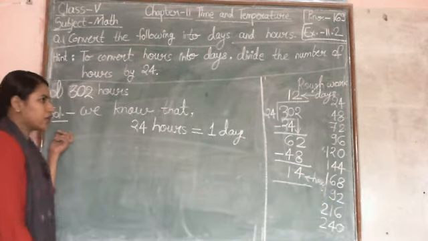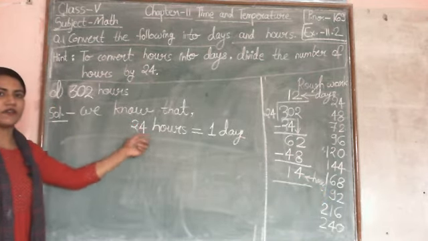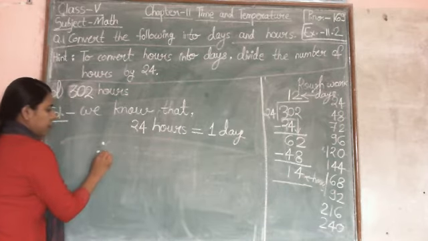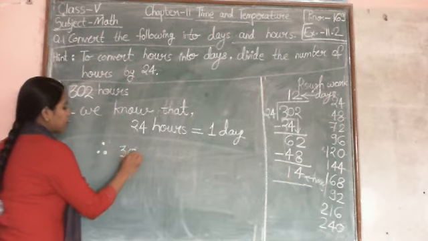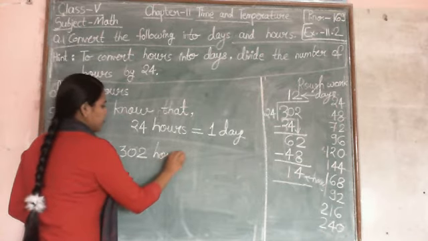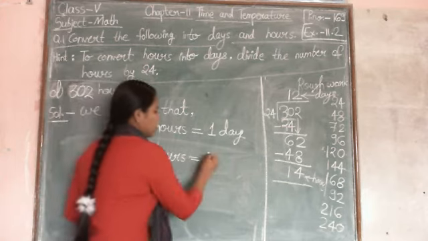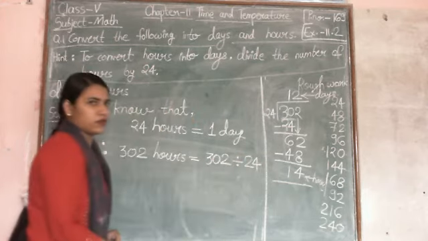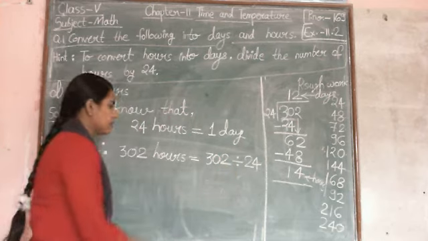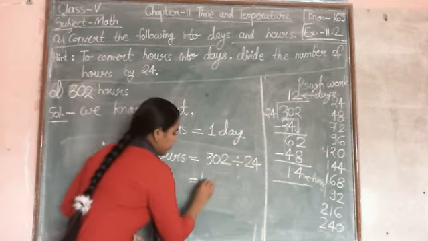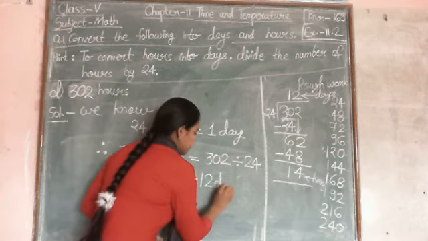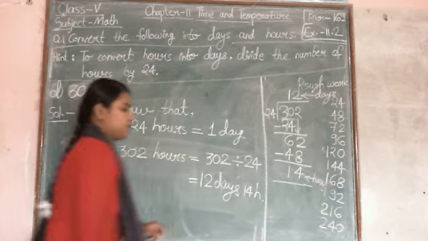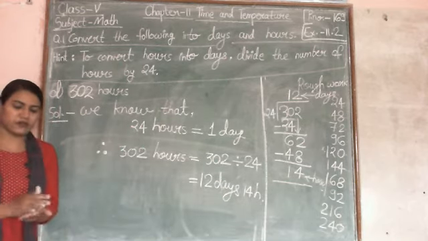In the solution part, what will you write? We know that 24 hours is equal to 1 day. Therefore, 302 hours is equal to 302 divided by 24. We have already performed the division here. So after division we get 12 days, 14 hours as result. Take the screenshot of the solution.